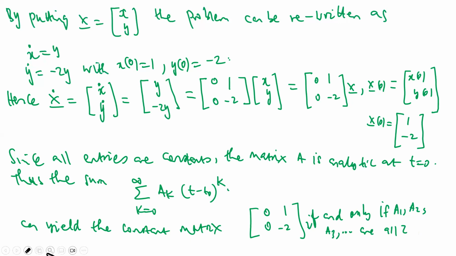A0, A1, then A2, A3 are all the 0 matrix. Are all the 0 matrix.